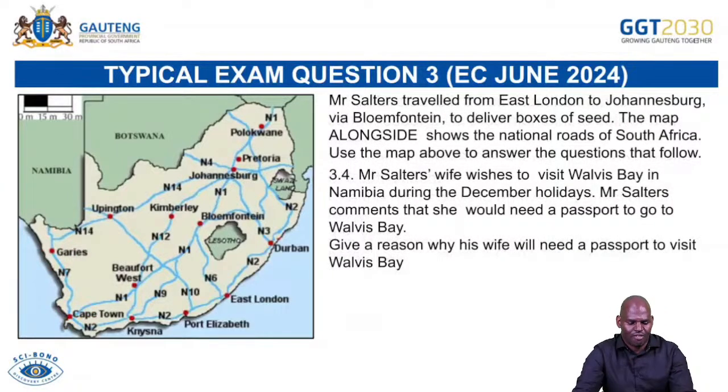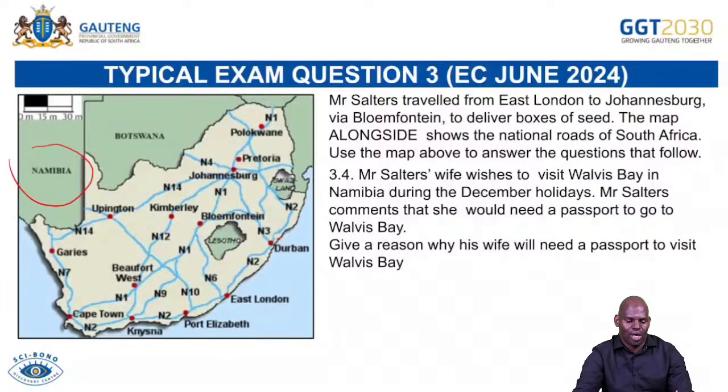Then for the next question, Mr. Salter's wife wishes to visit Walvis Bay in Namibia during the December holidays. Mr. Salter comments that she would need a passport to go to Walvis Bay. Give a reason why his wife will need a passport to visit Walvis Bay. So if we look at the place Walvis Bay, they say it's in Namibia. Namibia is another country. We all know that if you have to travel from one country to another, you will need papers, you'll have to have a passport.